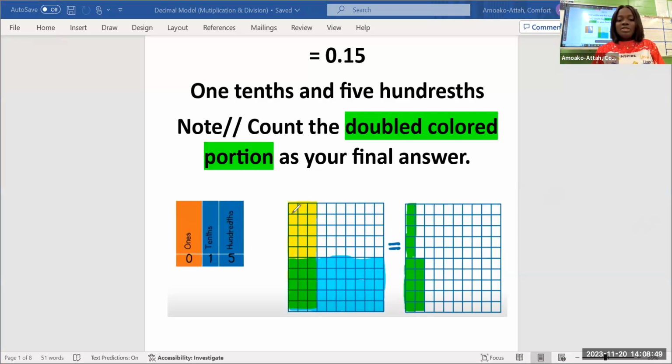So these are 3 tenths, which is 1, 2, 3. Then 5 tenths horizontally: 1, 2, 3, 4, 5. Then I count the double shaded portion, which is the green portion. So how many do I have? 1, 2, 3, 4, 5, 6, 7, 8, 9, 10, 11, 12, 13, 14, 15. So that will be your final answer: 15 hundredths, or 0.15.